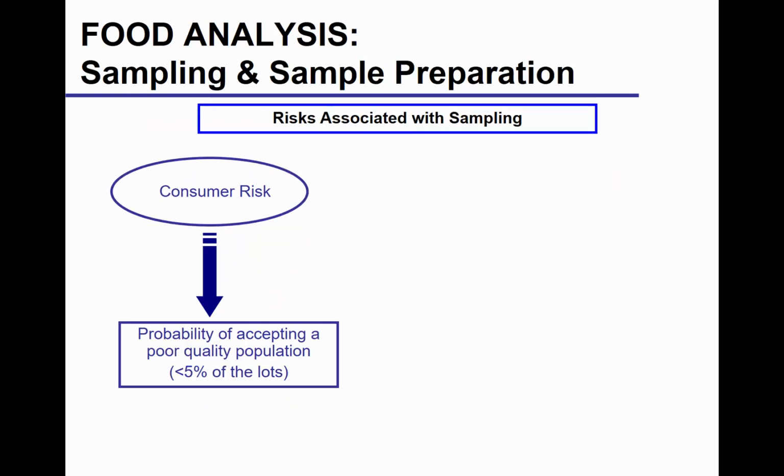Okay. So we talked about risks associated with accepting or rejecting a sample. We talked about consumer risk. And usually consumer risk is big, and we need to take it into account because somebody might get sick, and you don't want that. There will be legal matters associated with that. So the probability of accepting a poor quality population should be less than 5%.